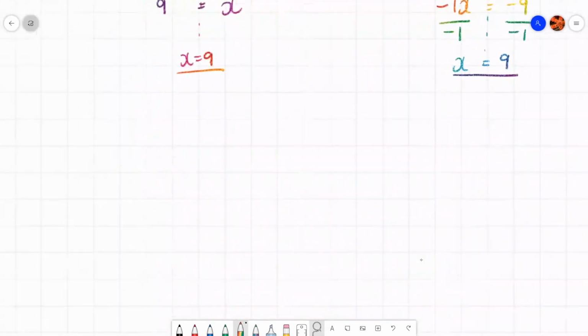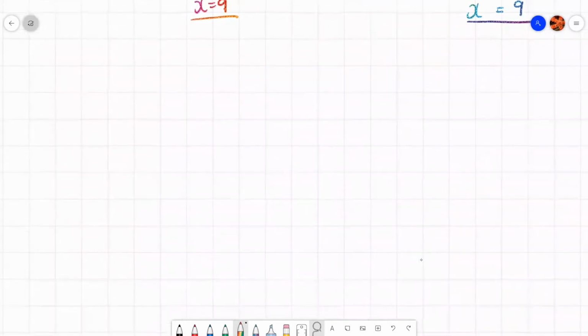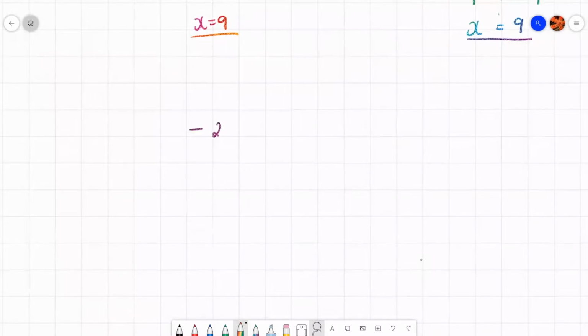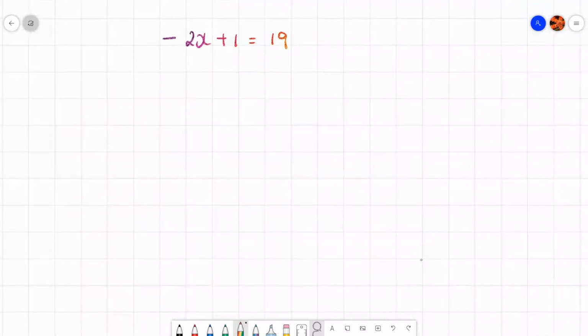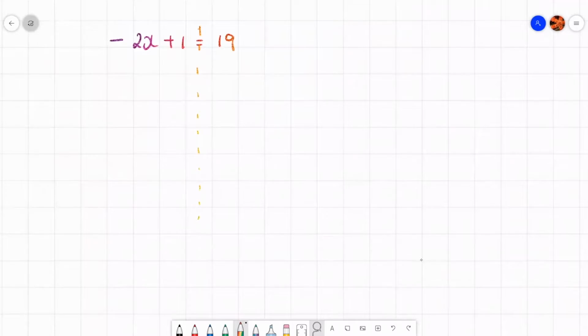Okay, let's have a look at a slightly different question then. Let's have a look at minus 2x plus 1 equals 19. Two-step now. Draw your line, your balancing line. So first of all, again, let's start by getting rid of the minus 2x first, do it that way. So I can add 2x on both sides to get rid of it. Well, minus 2x add 2x is nothing, so I'm just left with 1. And this side, 19 plus 2x.